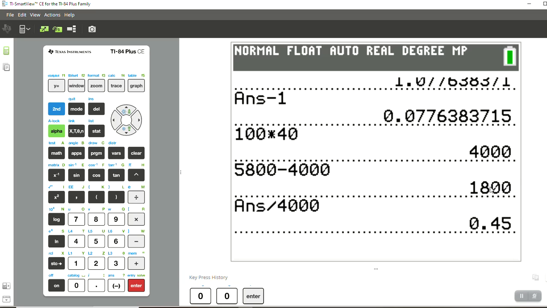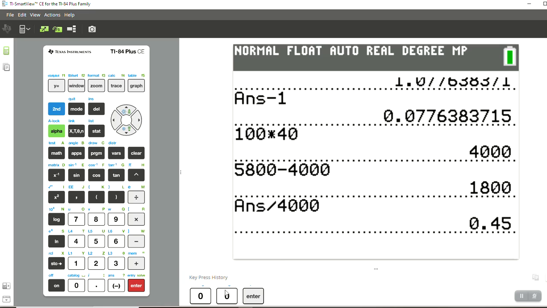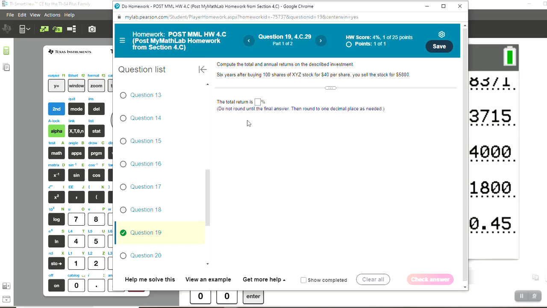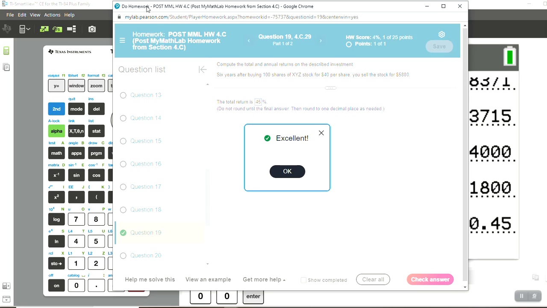So if we find that difference and divide it by the 4,000 that was spent on the stock, it means that the 1,800 that you made on the stock between buying it at $4,000, 100 stocks cost $4,000, and you sold it at 5,800. You made 1,800, and dividing that by 4,000 shows that you made 45% of your $4,000 investment over those 6 years. So the 0.45 is the decimal form of 45%. So going back, the total return over those 6 years was 45%.